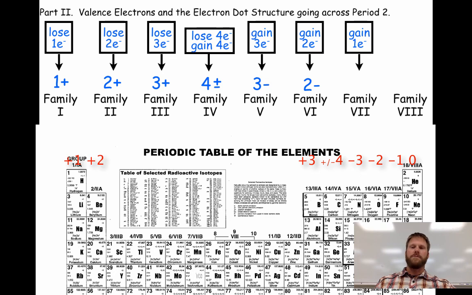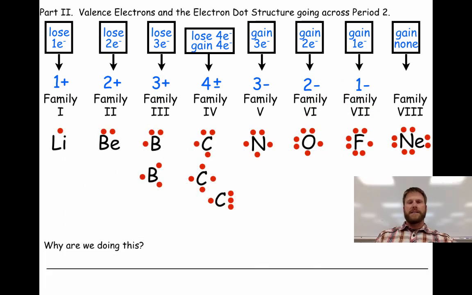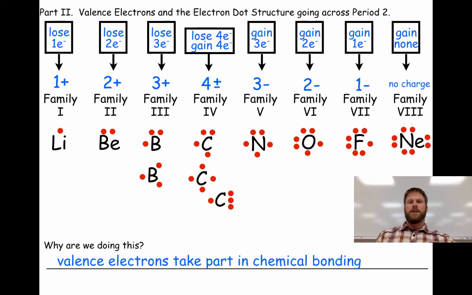Family number 7 will gain 1 electron for a -1 charge on their ions, and the noble gases do not gain any electrons. They do not form ions. They have a full valence shell already. Like I said, the whole reason we're doing this is because only the valence electrons take part in bonding. So we don't have to represent all the other electrons in an atom. We only have to represent the ones that do anything. And that's why we use electron dot structures quite a bit when we talk about bonding.